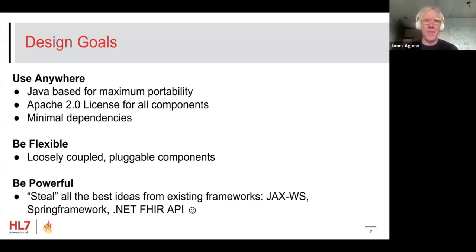We tried very hard to limit the number of software dependencies that HAPI needs. We try not to pull in a million different libraries. We try and build very loosely coupled, pluggable components. I'm going to get into all of the different parts of the library over the next many slides to tell you about all of the things that you could use in HAPI.